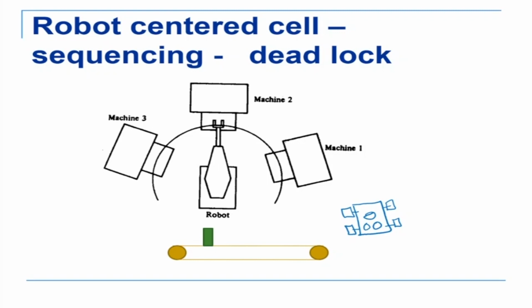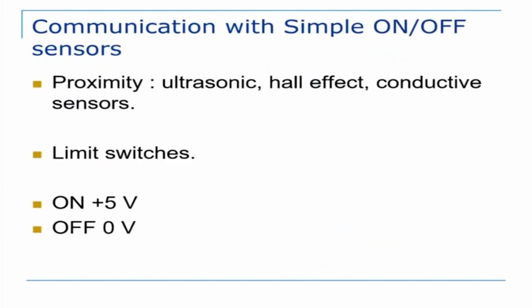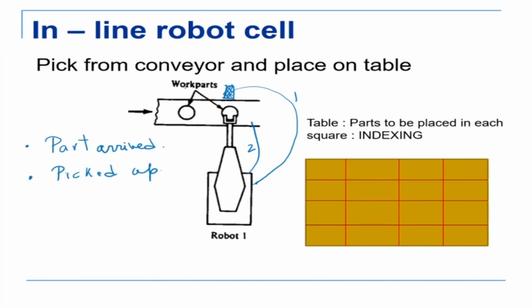So how do machines communicate? That is something we'll be looking at today. Now at the lowest level, the communication is with simple on-off kind of sensors. If you look at this example here, the communication requirement is actually very simple. It is on-off kind of communication. What do I mean by on-off? It is yes or no kind of communication.